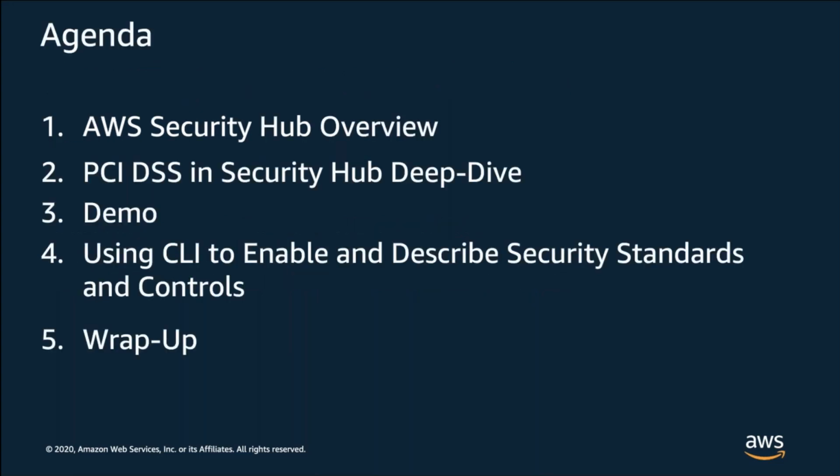During this tech talk, we'll give an overview about the Security Hub service, what it does, the benefits, and the new PCI DSS standard that we just rolled out last week. After that, we will give a demo of some of the service features with focus on the new PCI DSS standard. At the end, we will show some useful CLI commands that you can use to enable or disable the standard, describe controls, and do some useful filtering.